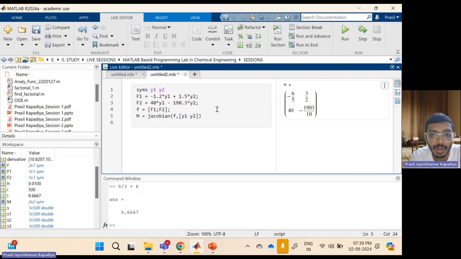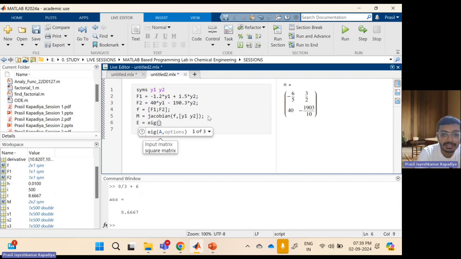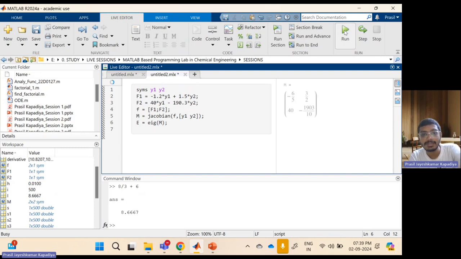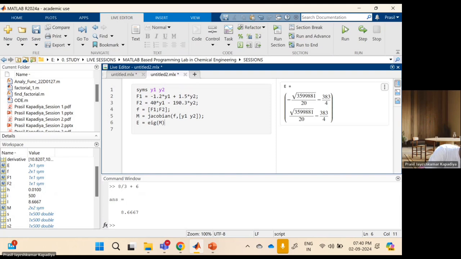Okay, now I need to find the eigenvalues of this matrix. So E is equal to eig of M, since eigenvalues are estimated by using the eig inbuilt function. Correct. So let's see what we are getting as eigenvalues. See, these are my two eigenvalues. Really a weird number.